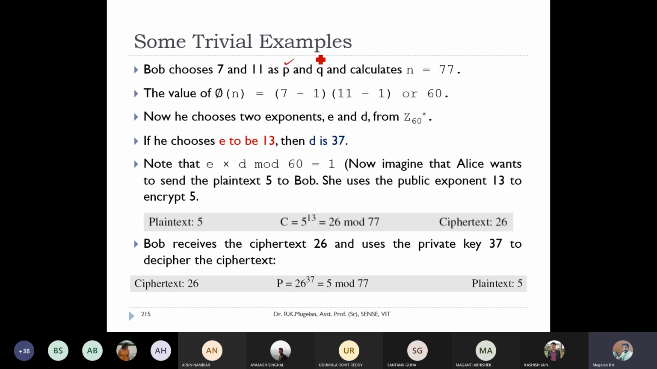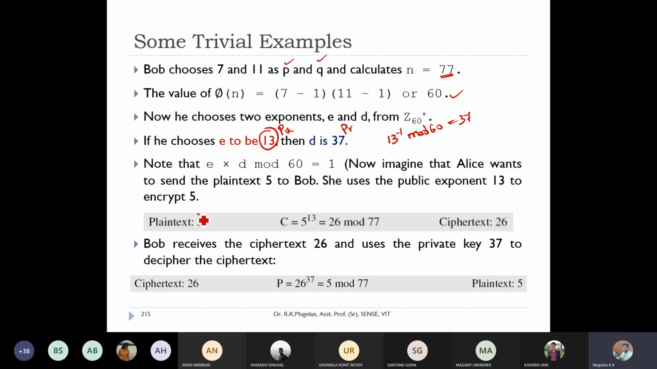If you have P and Q to be 7 and 11, so the n came to be 77. They found phi of n to be 60. And here they are choosing e to be 13. So the multiplicative inverse of 13 under modulo 60 gives me 37, right? So here you got your public value, and this is my private key.